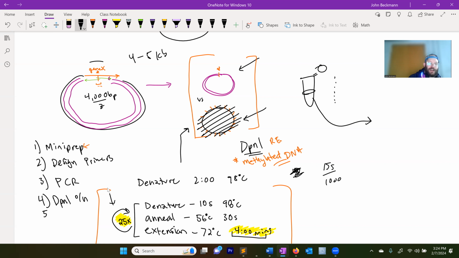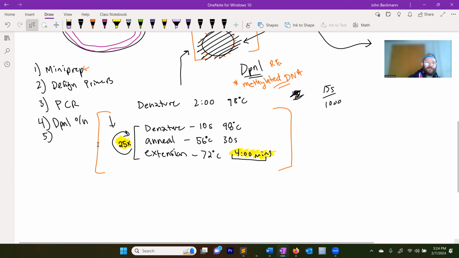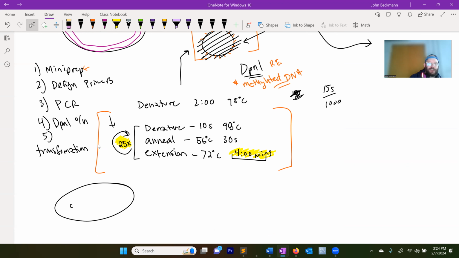So then the fifth step is transformation. You take the plasmid and transform it into E. coli, and then the sixth step, selection. You can select on whatever cassette is on the plasmid, and then the seventh step is validation.